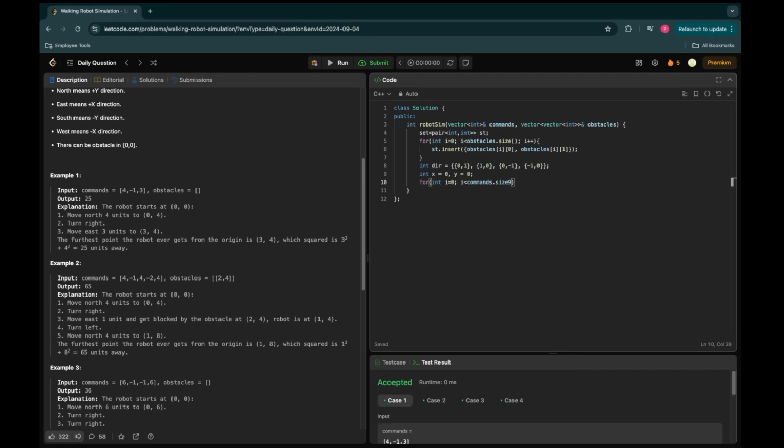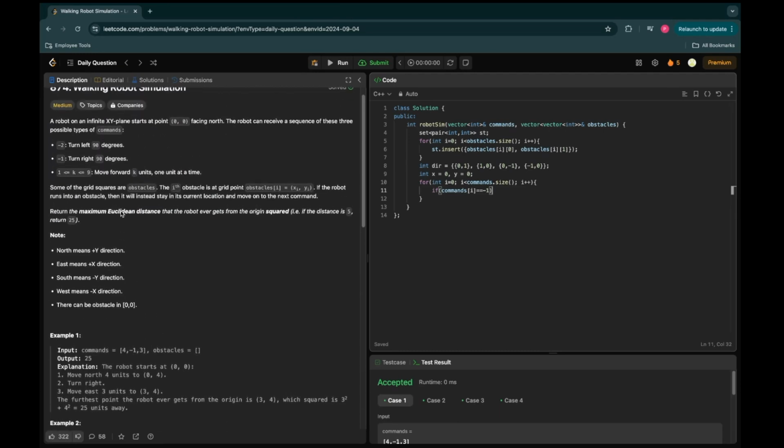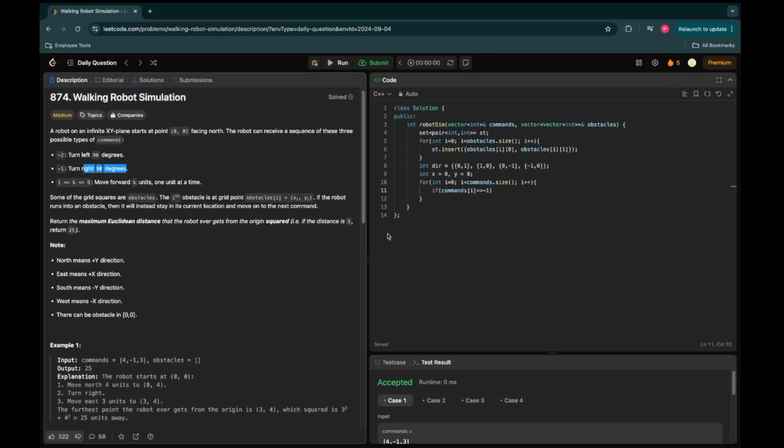Commands.size() and i++. Now if commands of i is equal to -1, then what we need to do is we need to move in the right direction. The initial direction was north, so we can start with d = 0 for north, because it is pointing in the north direction.